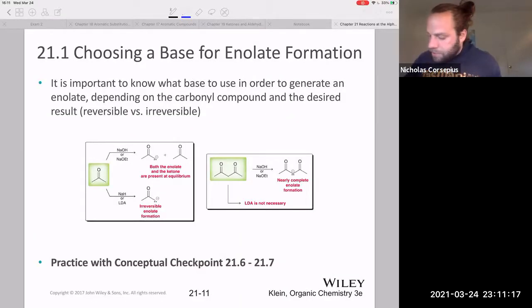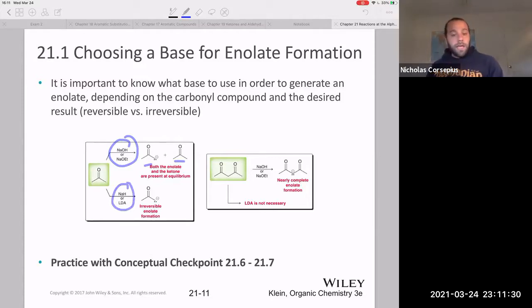So this is just a summary slide, right? If you take a regular ketone and you were to use something like sodium hydroxide or an alkoxide ion, you would end up getting this equilibrium. If you use something stronger like sodium hydride or LDA, then you'll get this 100% product formation as the enolate. Whereas if we have this 1,3-dioxo, we can just use sodium hydroxide or an alkoxide, and that gives us 100% population of the enolate. You wouldn't need to use LDA.